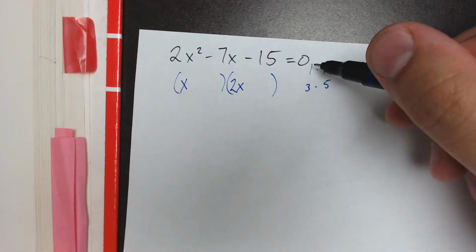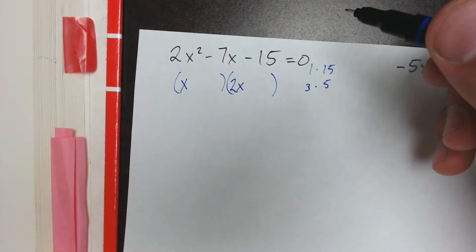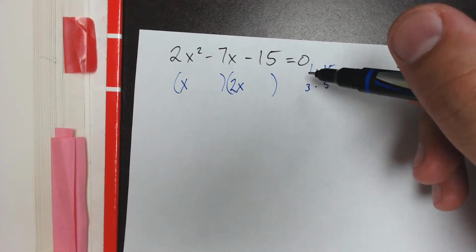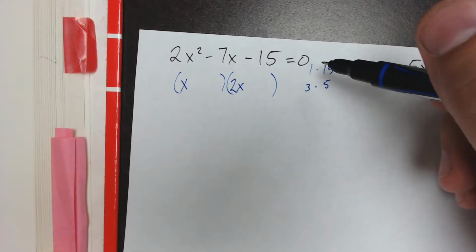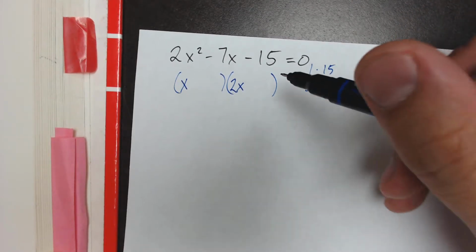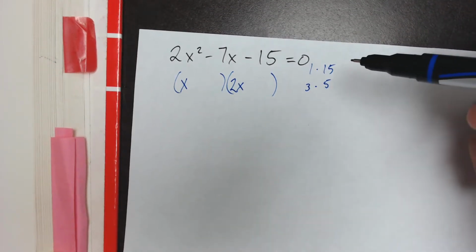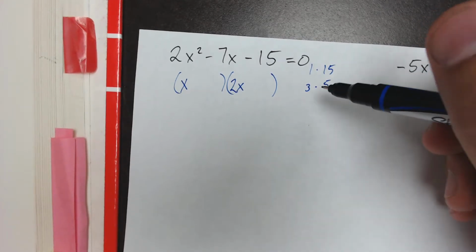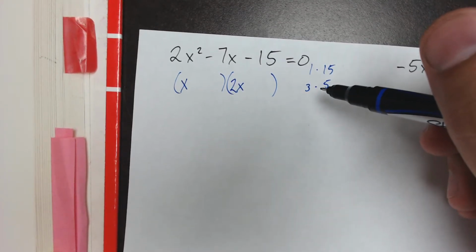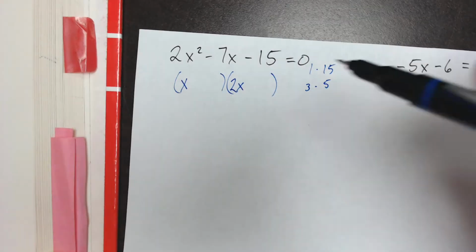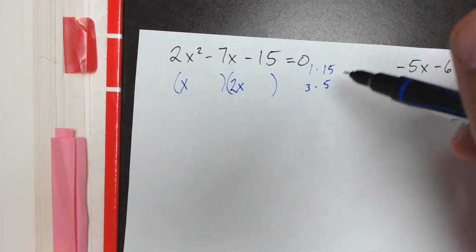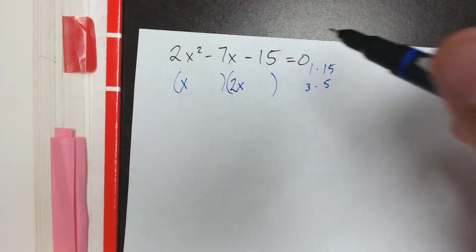So when you start looking at these factors, think about if you double one of the numbers, could you get the number 7? So if I look at 1 and 15, if I double the number 1, would 2 and 15 add or subtract to 7? Well, I could get 17 and 13, but I'd never get 7. So that means it's got to be 3 and 5. So let's look at 3 and 5. If I double the 3, will 6 and 5 ever add or subtract to negative 7? I can get 11 and I can get negative 1, but I cannot get 7.